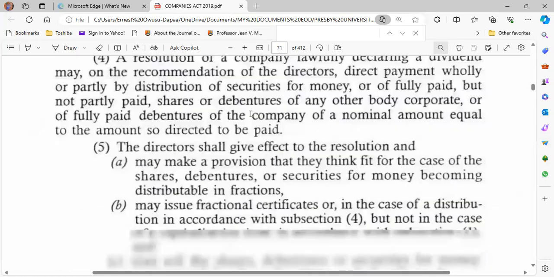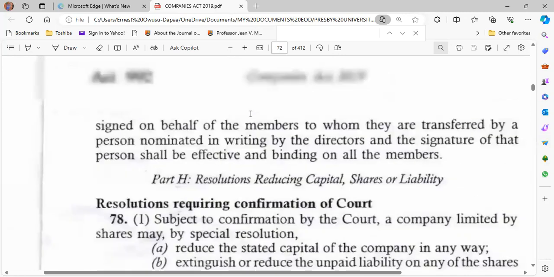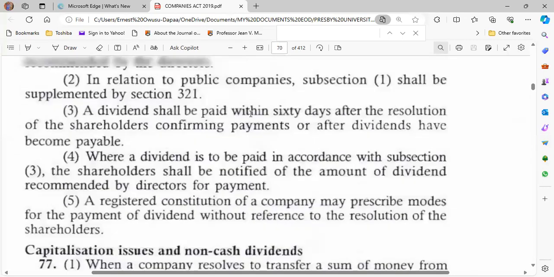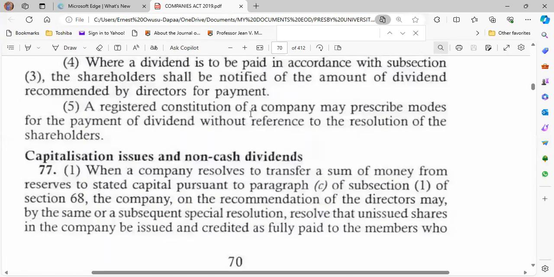We've discussed capitalization issues before, but just in case you have forgotten, we will just summarize it. Capitalization issues and non-cash dividends. If you remember, when we were discussing payment for shares, we made the point that shares are issued in return for valuable consideration. The only exception is where you have a capitalization issue, also known as a bonus issue. And then we jump to section 77 to discuss that.